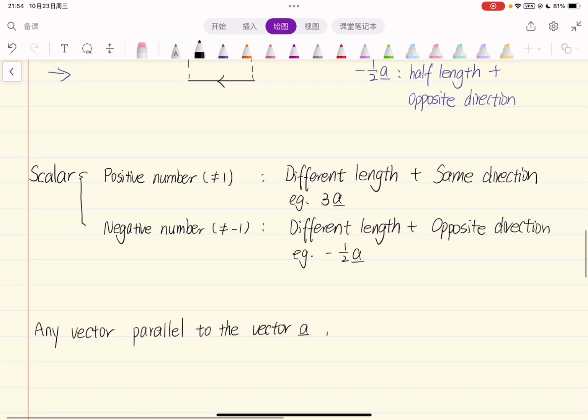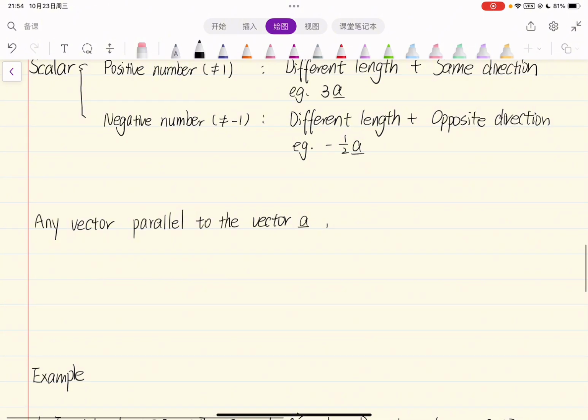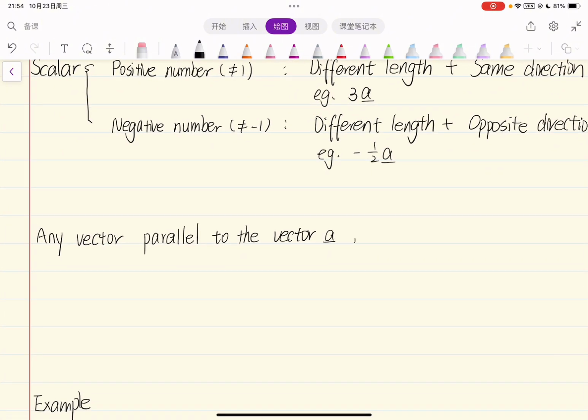Now, if we say that any vector parallel to the vector A can be written as lambda vector A, where lambda is a non-zero scalar.